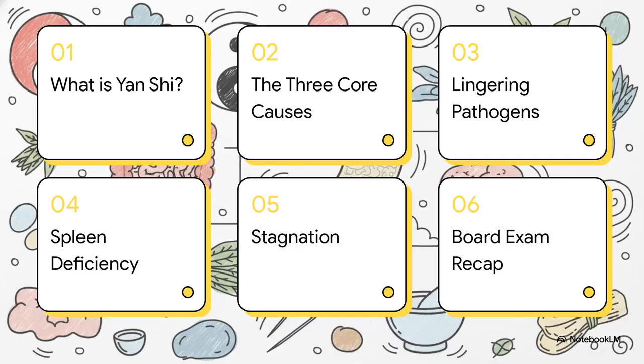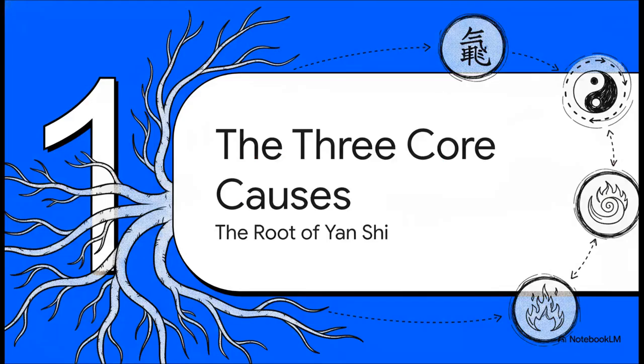So here's our game plan. We'll start with the 3 root causes of Yanxi. From there, we'll get into the 6 key diagnostic patterns that you absolutely have to know, and we'll group them by their origin: lingering pathogens, spleen deficiency, and stagnation. And then we'll wrap it all up with a quick-fire recap to make sure it all sticks in your head. All right, let's get to the root of the problem.